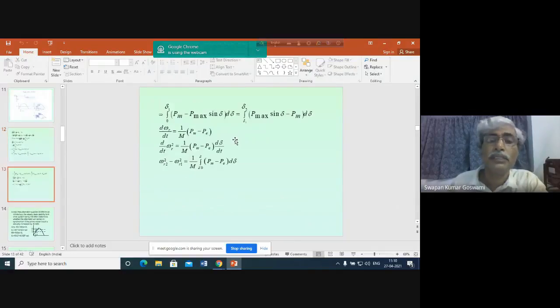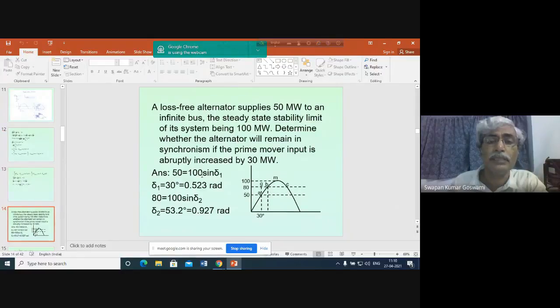Okay. So then I started explaining this example, where initially there was a change in the input from 50 megawatt to 80 megawatt. And we had to check whether the system will be stable or not. Explaining these examples is always better in the classroom with the help of blackboard and chalk. Here it is somewhat difficult, because if I write something and explain, it always becomes better. So here I shall be explaining the basic things.